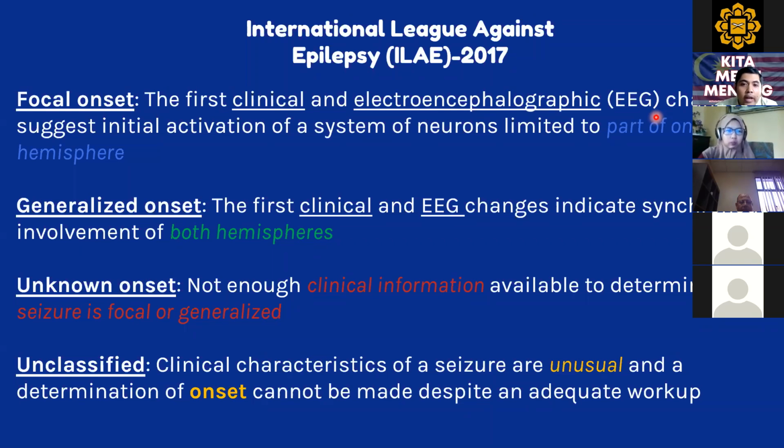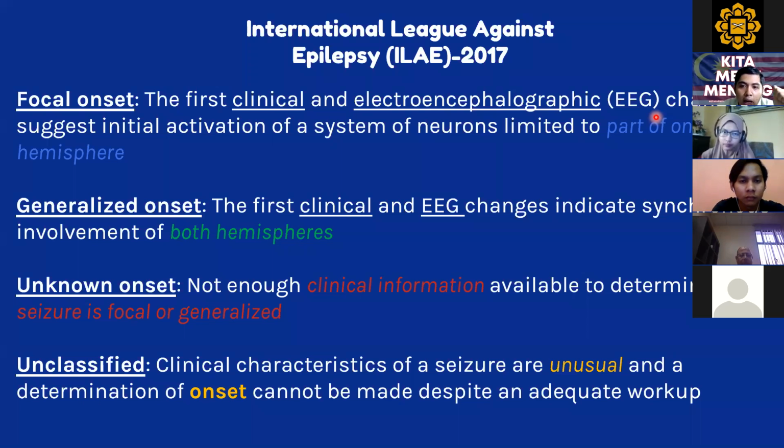So according to the International League Against Epilepsy 2017, they divide the seizures into 4: focal, generalized, unknown, and unclassified. For focal, clinical and EEG findings suggest that the abnormality is from part of one cerebral hemisphere only. Okay? Only one cerebral hemisphere. For generalized onset, clinical plus EEG indicate involvement of both hemispheres. For unknown onset, there is not enough clinical information, so we cannot determine whether it is focal or generalized. For unclassified, the presentation of the seizure is unusual, so we cannot decide which type of seizure it is. So we put it under unclassified.